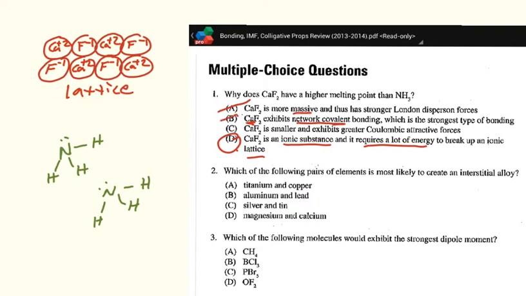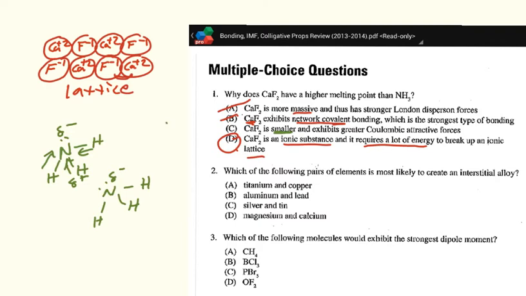C, calcium fluoride is smaller and exhibits greater Coulombic attractive forces. Calcium fluoride does exhibit greater Coulombic attractive forces because it actually has positive and negative charges. Down here in the ammonia, remember we have these bond dipoles. Actually, I think nitrogen is going to be more electronegative. So we are going to have these partially negative and partially positive, and so there's going to be really weak Coulombic attractions. But it has nothing to do with the size of calcium fluoride.